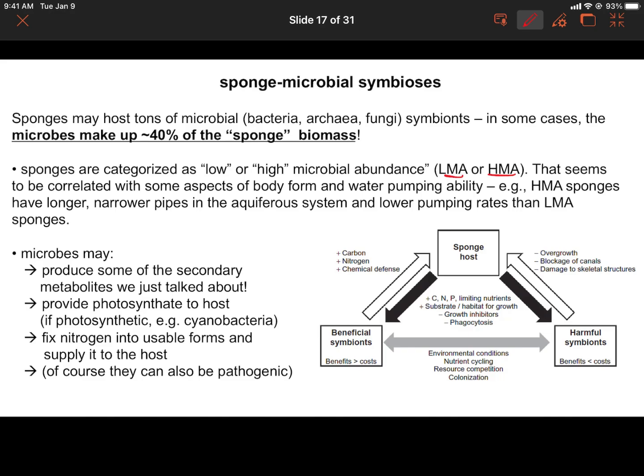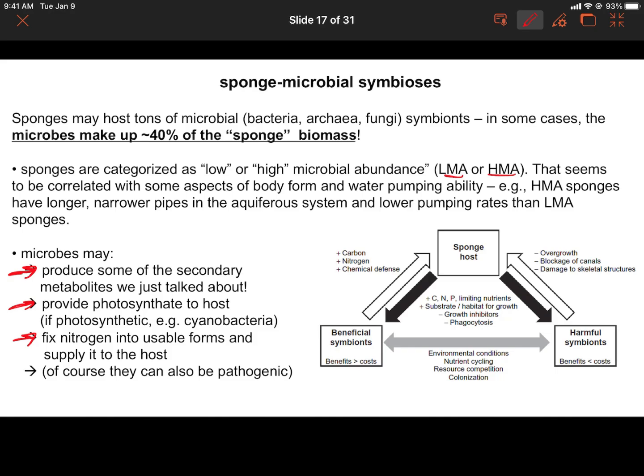Those microbes, in some cases, definitely produce some of those secondary metabolites. Some of them are photosynthetic, like some cyanobacteria, and those may provide photosynthate to the host. Some of them fix nitrogen, again, often some cyanobacteria, but others as well, so they can supply that to the host. In some situations, like in coral reefs, that nitrogen in usable forms is pretty uncommon, so very useful. And then, of course, those microbes are not always good. They can be bad as well and pathogenic to the sponge.